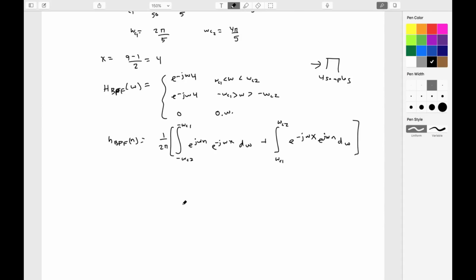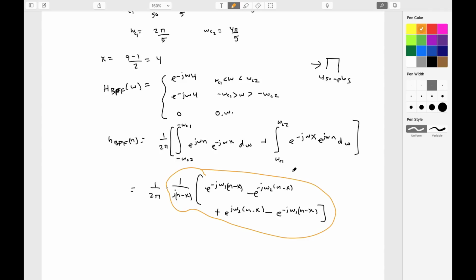All right, which is going to result in the following. It's going to equal 1 over 2 pi times 1 over j n minus x, multiplied by e to the minus j omega 1 n minus x, minus e to the minus j omega 2 n minus x, plus e to the j omega 2 n minus x minus e to the minus j omega 1 n minus x.